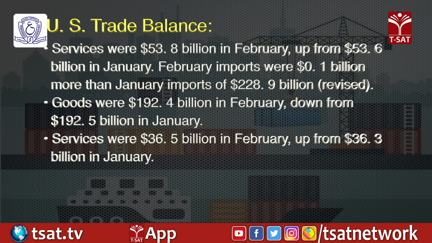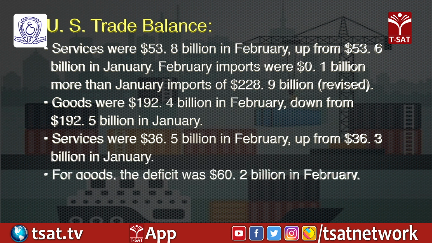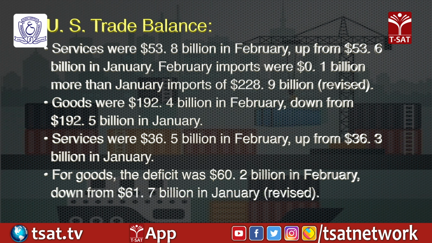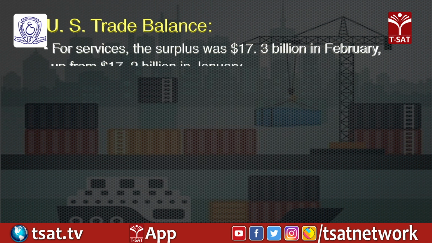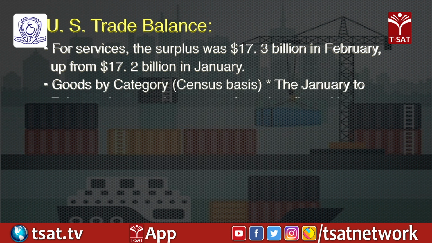Goods were $192.4 billion in February, down from $192.5 billion in January. Services were $36.5 billion in February, up from $36.3 billion in January. For goods, the deficit was $60.2 billion in February, down from $61.7 billion in January. For services, the surplus was $17.3 billion in February, up from $17.2 billion in January.